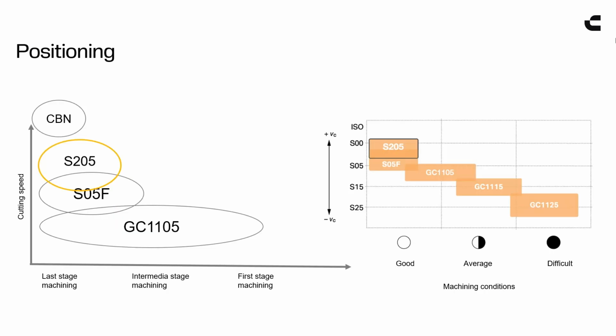It falls in placement between some other solutions that we already had. Our previous generation S05F, you can see, sits below it at a slower cutting speed. And then they go even faster, you would have to move on to something like a CBN grade. But with CBN for nickel alloys, that's only really used for finishing. You only want to use it for a small, like 5 thou, 10 thou finishing pass. Whereas the S205, you can use it for roughing, semi-finishing, and finishing.